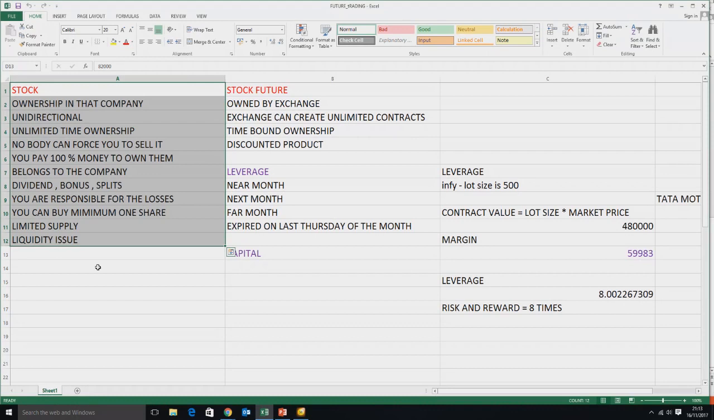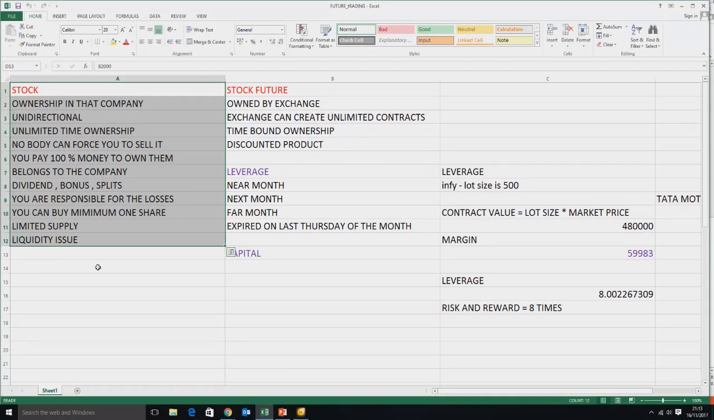It is a discounted product. You will get high leverage. So depending upon your margin deployed, you actually control a lot more money than you have in your account. We'll see how much leverage that could be. There is a very interesting concept of leverage, which we will deal with in detail.